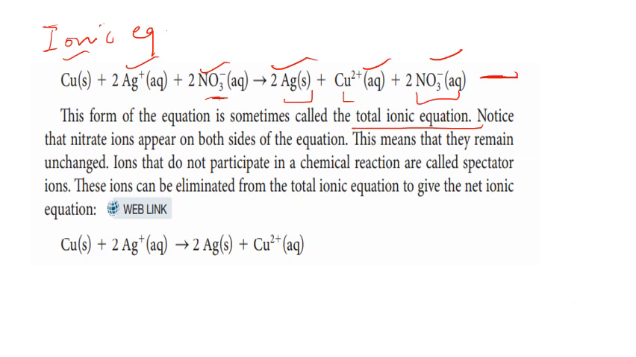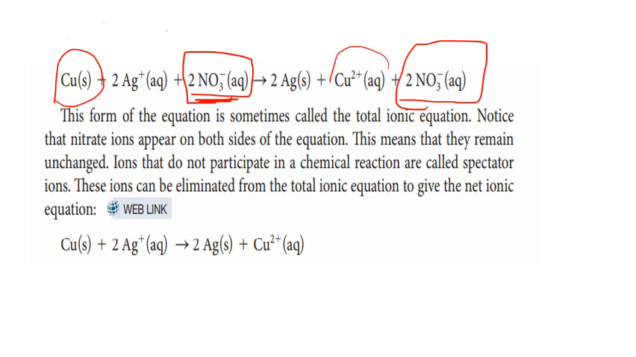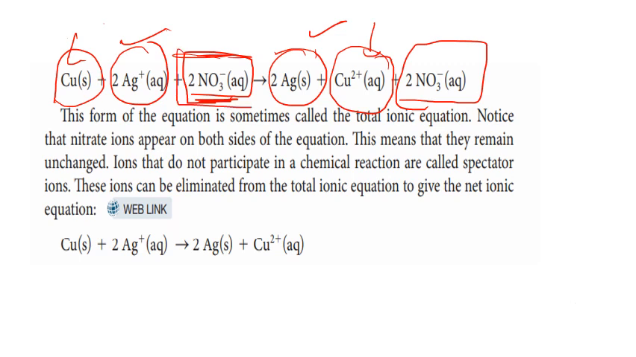Now notice one thing. If you pay attention to the NO3 ions, what happens? They went in as 2NO3 minus and they come out the same. No change is happening over here. However, copper becomes copper 2 plus; before it was like this, after it is like this. Ag plus, before it was like this, now it is solid Ag. So they are undergoing some change, but the NO3 ions are not undergoing any change. They came out as they were.